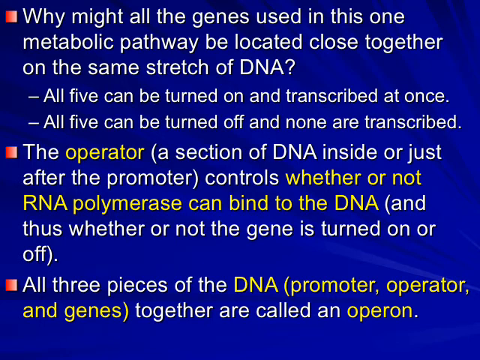So here we get into the definition, and you are going to have to know this, of what an operon is. And an operon consists of 3 pieces of DNA. It consists of the promoter piece of DNA, it consists of the operator piece of DNA, and then all the genes that are involved. Okay, so the operon equals the promoter, the operator, and the genes.